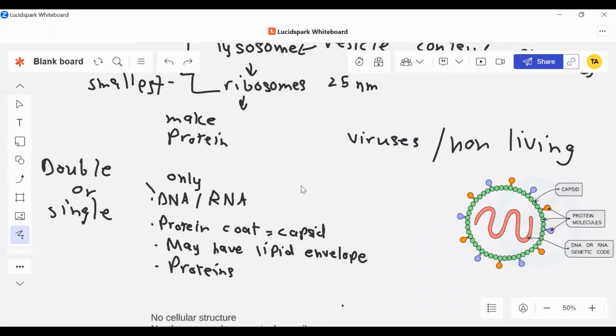Now, the last thing that all viruses will have is proteins on the capsid. So all viruses will have some kind of protein on their capsid. This is the capsid. This is the capsid. And viruses will have proteins on that capsid.